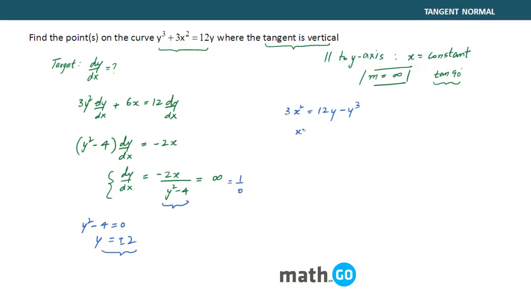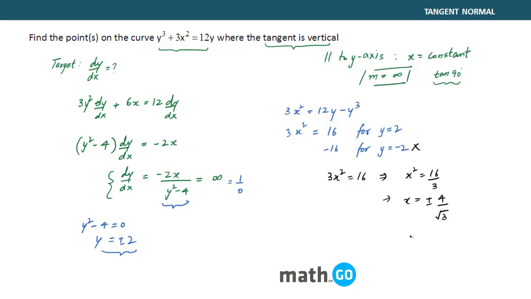So if you put the values, you will get 3x square is equal to 16 for y equal to 2, and 3x square is equal to minus 16 for y equal to minus 2. And obviously we can say that this is not the answer. Why? Because 3x square cannot be a negative quantity. So the only answer that we should obtain is the first one. So x square comes out to be 16 by 3. So this implies that x is equal to plus minus 4 by root 3.